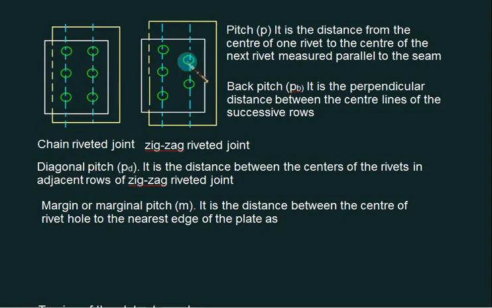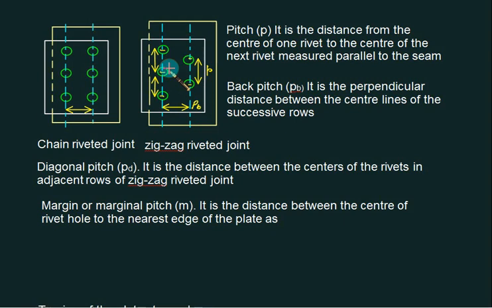And if we have alternate arrangement, it is called zigzag or staggered arrangement. The distance between the two rows is called back pitch, denoted by PB. And the distance between two successive centers of the rivets is called pitch. So all these are pitch. Pitch is the distance from center to center.